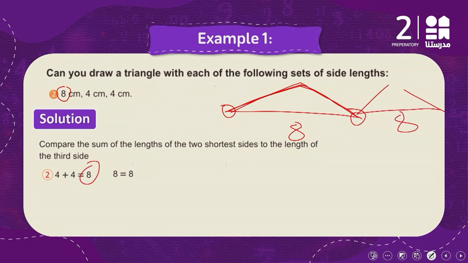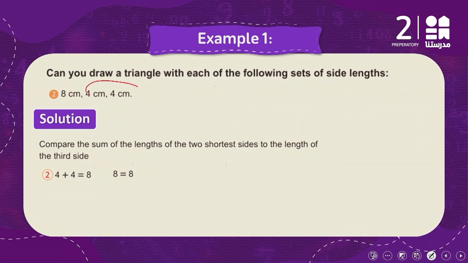So simply take the smallest two, add them. 4 plus 4, which is 8. This is equal to the third one, so you can't form any triangle using these three sides. You have to take the sum of the smallest two, and it must be more than the third one.